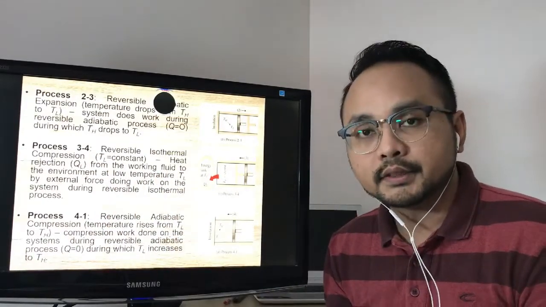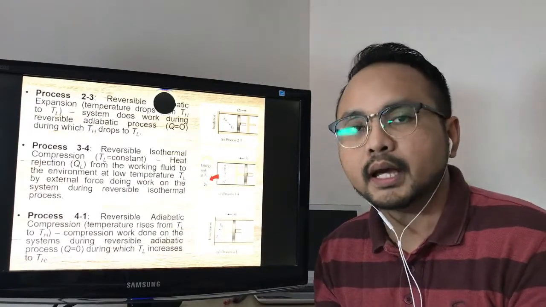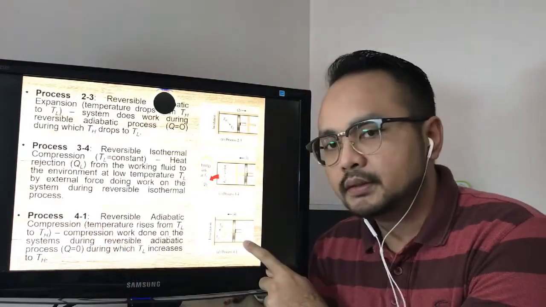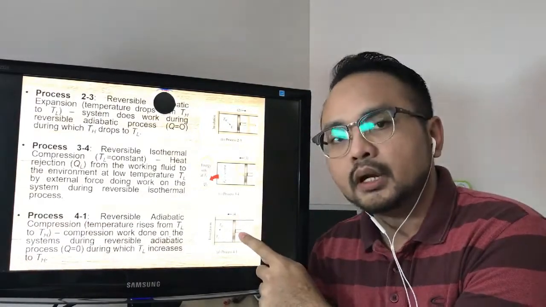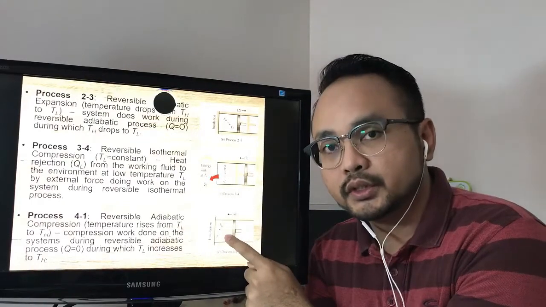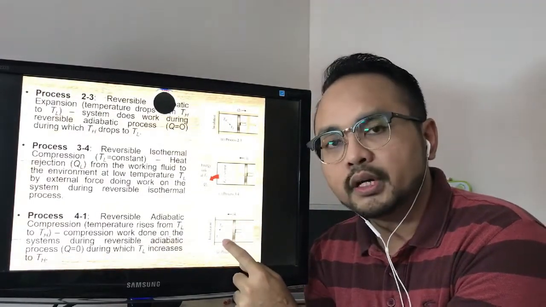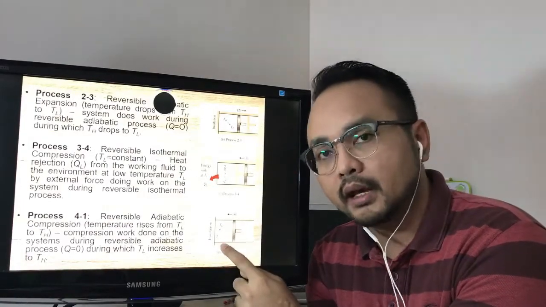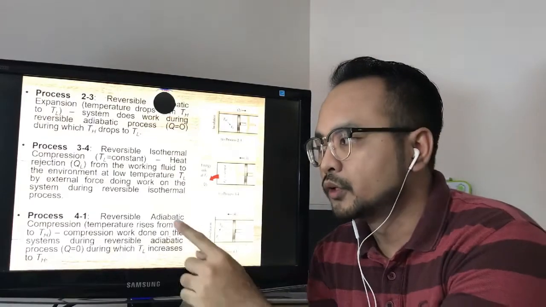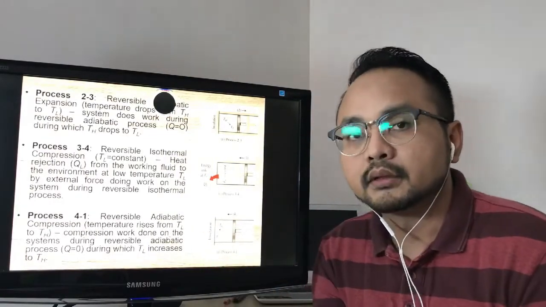Because this is reversible, it will go back to its initial state, which happens at process 4 to 1. At this stage, we can see here from position 4, the piston will go back to its initial position, which is position number 1. And at this stage, no more heat transfers to the surrounding, but the temperature is increasing from TL to TH. Thus, process 4 to 1 is undergoing reversible adiabatic compression.